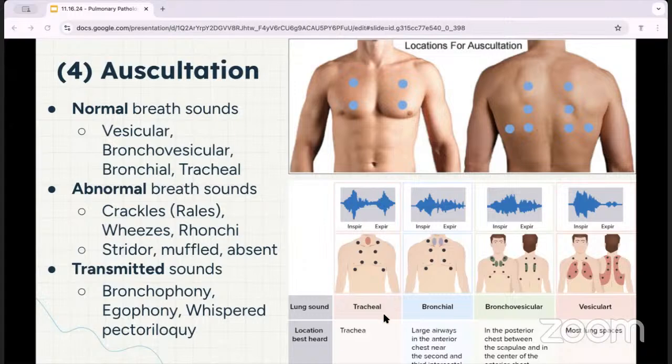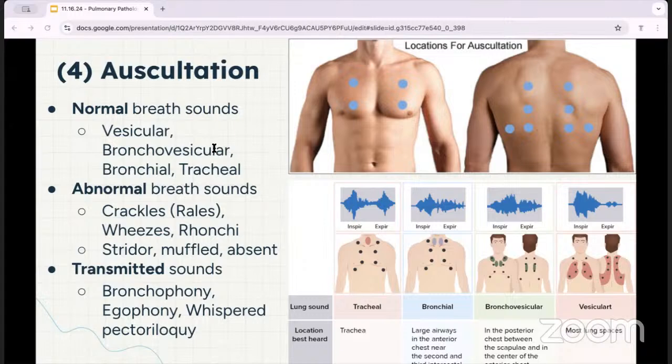Then there's tracheal sounds. These are the loudest and highest pitched sounds here. So remember the trachea, then the bronchi. So trachea is the windpipe. My apologies, I misspoke. So the tracheal sounds are the loudest and highest pitched sounds that are heard over the neck and the trachea. These are normal when listening in this region, but abnormal if they're heard elsewhere.